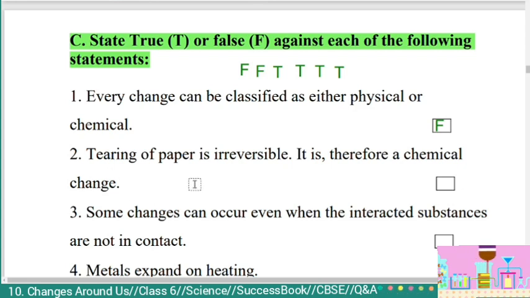Second, tearing of paper is irreversible. It is therefore a chemical change. It is also false. Third one, some changes can occur even when the interacting substances are not in contact. It is true.